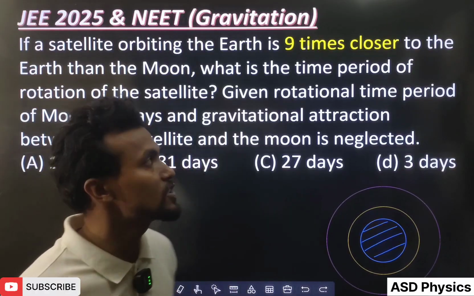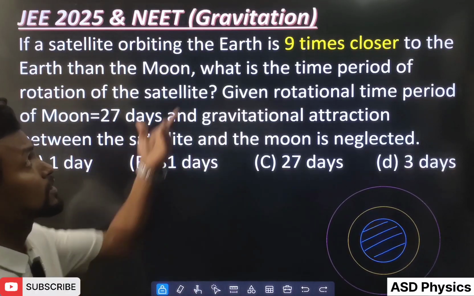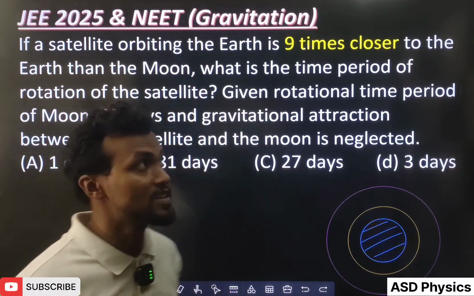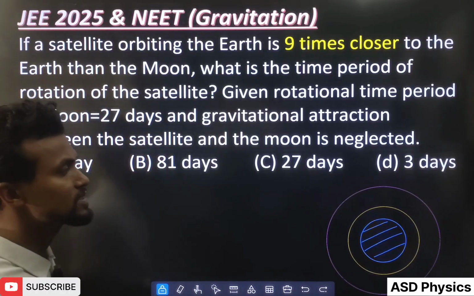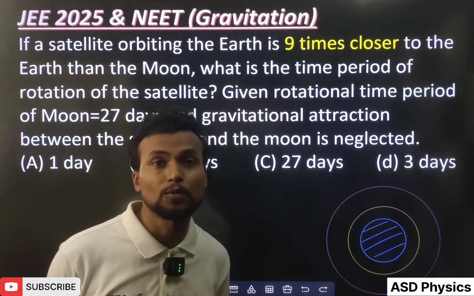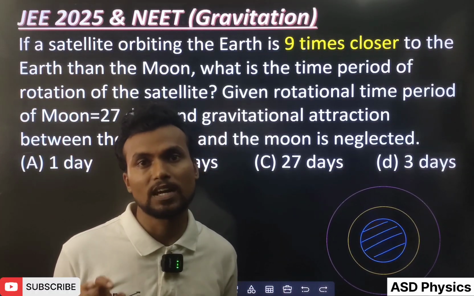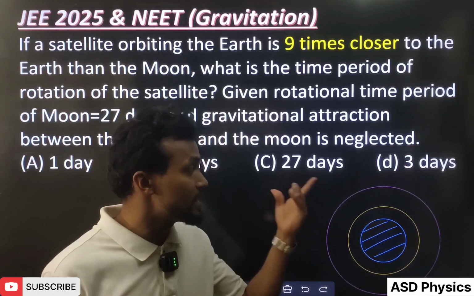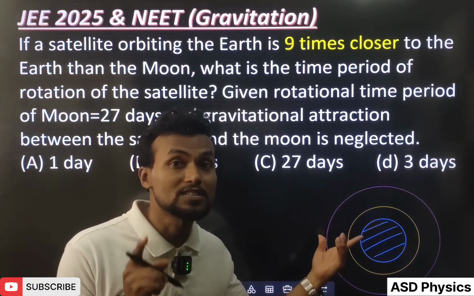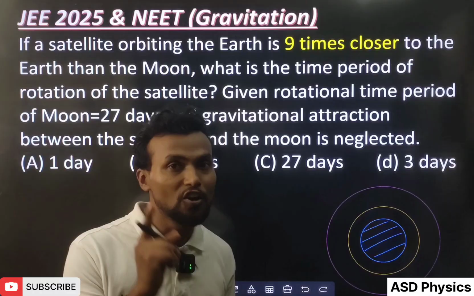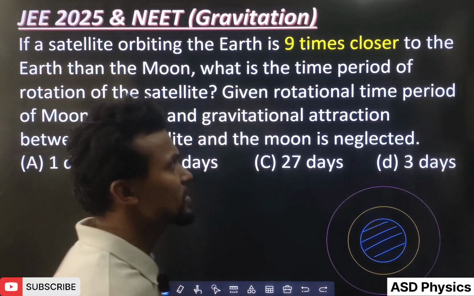So students, in this video we are going to solve a question from the chapter Gravitation asked in the JEE 2025 exam, and this question will be based upon Kepler's third law. There are a total of 3 laws of Kepler, and this is based upon Kepler's third law. This is also called the law of periods. Okay, so let's go through the question.